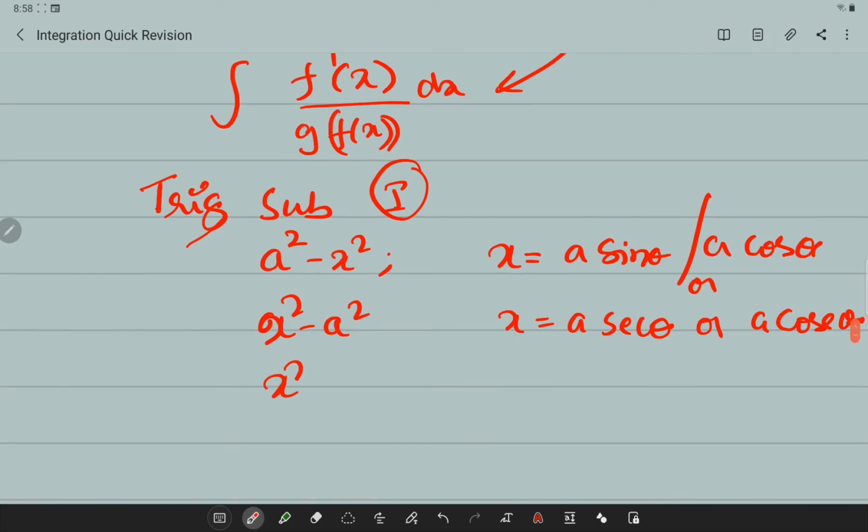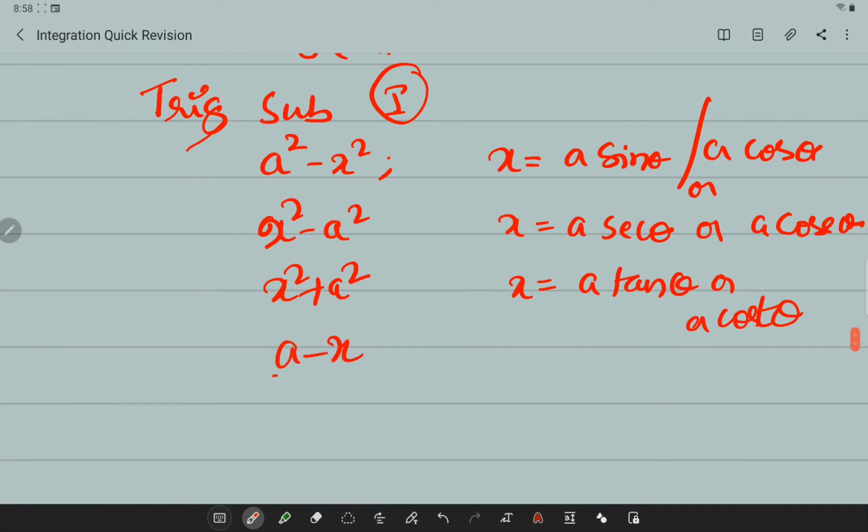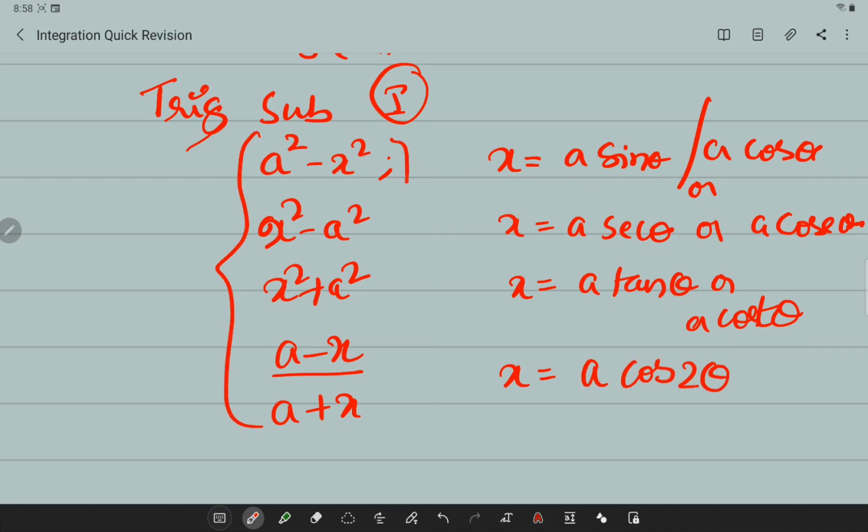If you have a term x square plus a square, try to substitute x is equal to a tan theta or a cot theta. If you have a term a minus x divided by a plus x, try to substitute x is equal to a cos 2 theta. So observe, whenever you have terms like this, substitution will convert them into simpler forms.